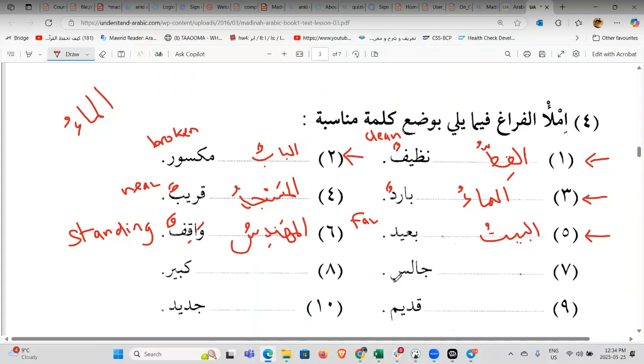And here we have Jalisun, meaning sitting. And we have Kabirun, meaning big. And Jalisun, sitting.